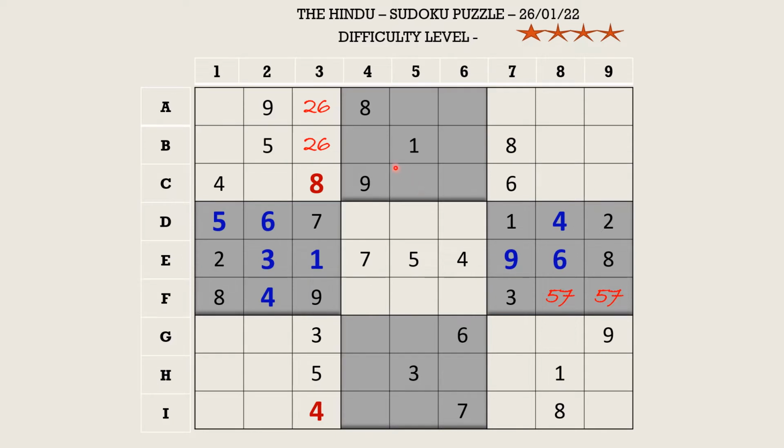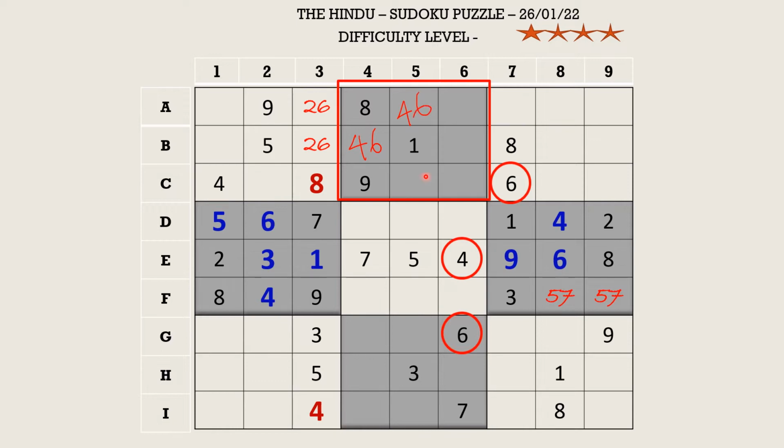Let's try to fill the second block. There is a 4 and 6 in row C which blocks these two cells. There is a 4 and 6 in column 6 which blocks these 3 cells. So that leaves 2 empty cells and they take 4, 6 pair. That is B4 and A5 take 4, 6 pair.